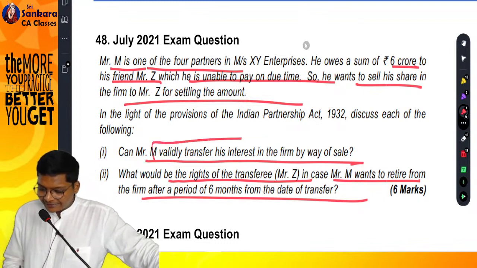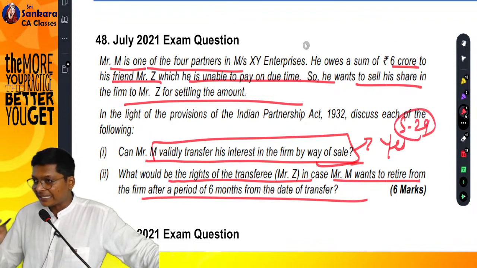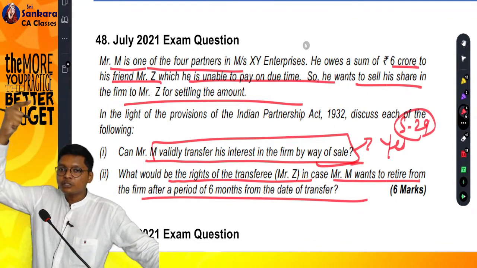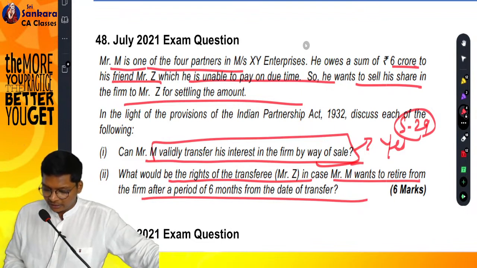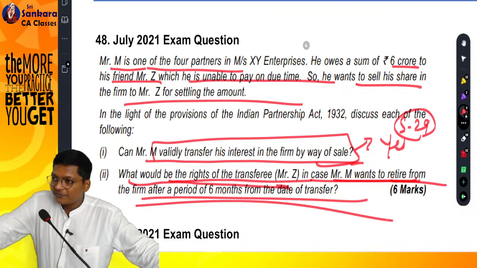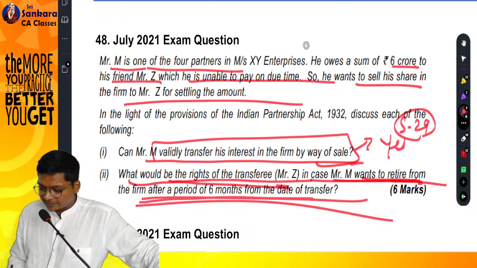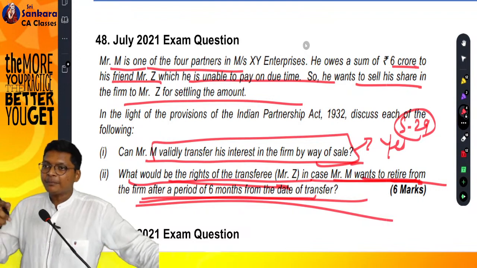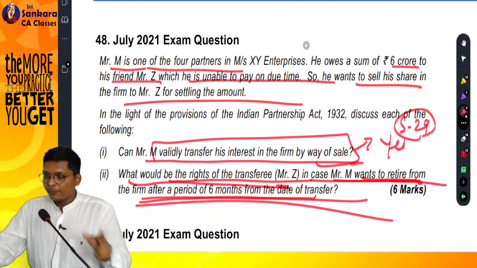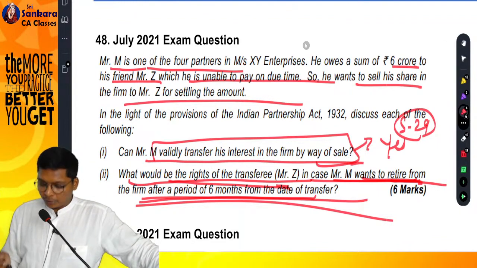First one, can he validly transfer interest by way of sale? Yes, section 29 of the Partnership Act, transfer of interest. Same thing we saw above, interest can be transferred. Here, what would be the rights of the transferee in case M wants to leave the firm after a period of 6 months? That means if M wants to retire from the firm after 6 months, what is M's right, the retiring partner's right to get share of profit or share of interest on property?